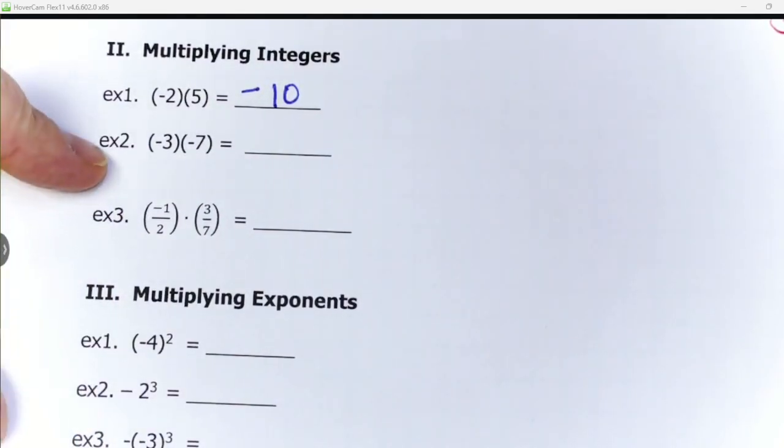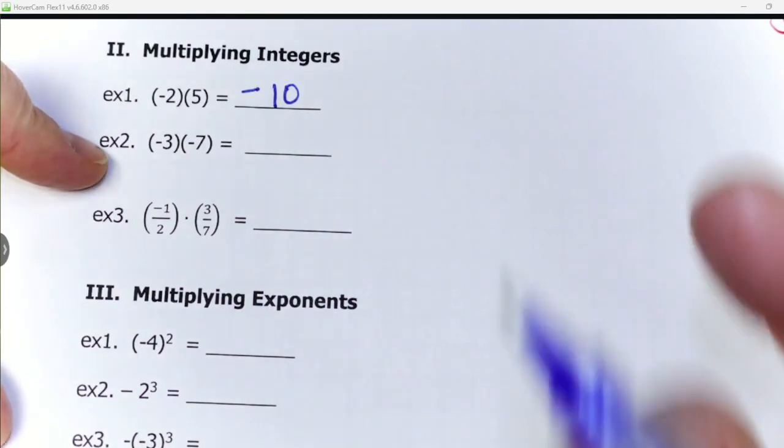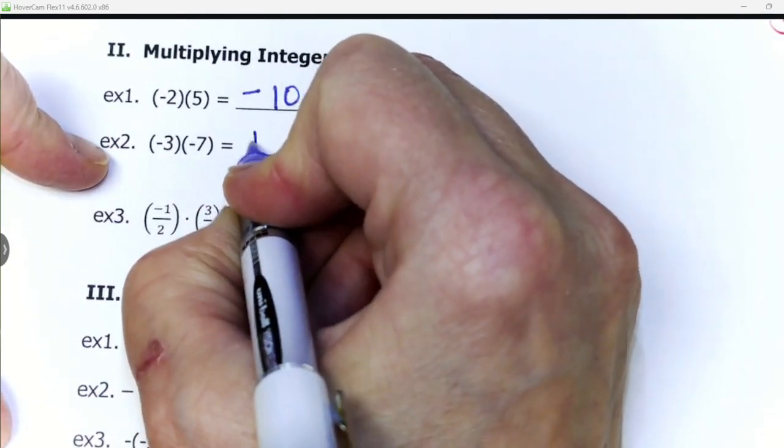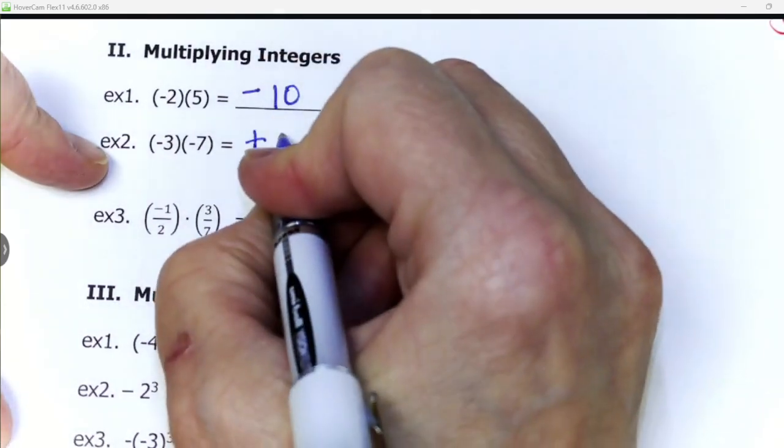All right, example 2, negative times a negative. Birds of a feather flock together. It's going to be a positive. And then multiply 3 times 7 is 21.